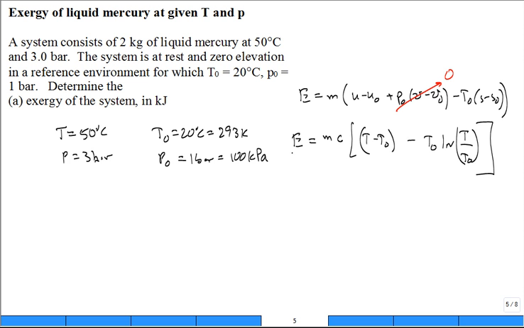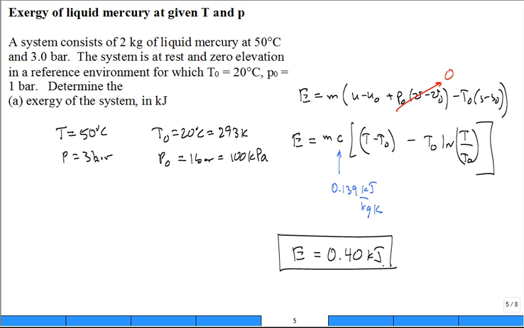So that's how you would calculate the exergy. You have to go to the same table to get one value for liquid mercury, and that's the specific heat. The specific heat of liquid mercury is 0.139 kilojoules per kilogram Kelvin. And sticking in the numbers, I'll give you the answer so you can calculate the thing. 0.40 kilojoules. So liquids as well as solids, some liquids and solids are incompressible. A good approximation.